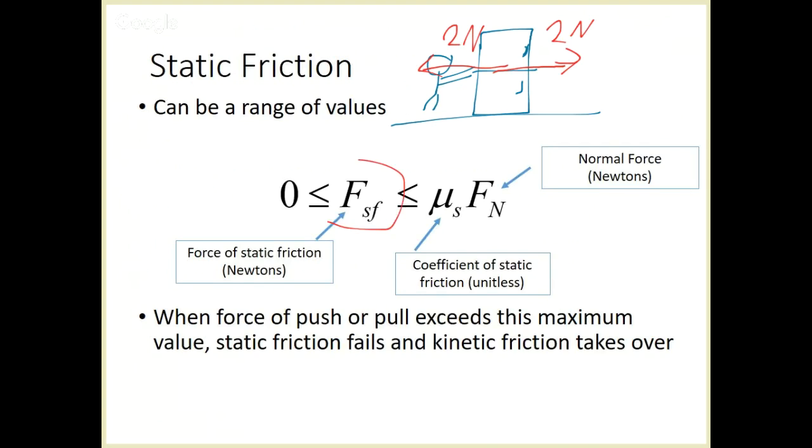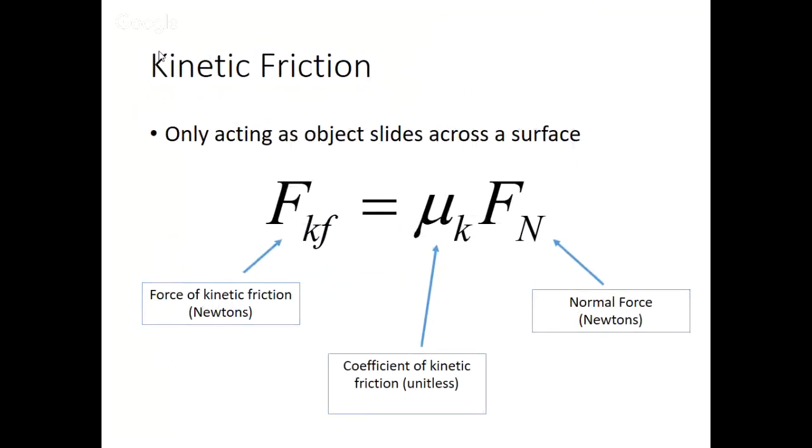So the force of static friction can be 1, can be 2, can be 3, can be anything from 0 all the way up to some maximum value. That depends on the coefficient of friction, which is only a property between two surfaces when they rub together. It's a unitless property. That coefficient times the normal force is the maximum amount that static friction can handle. So the moment I push with that strength of force, this fridge begins to slip and kinetic friction takes over.